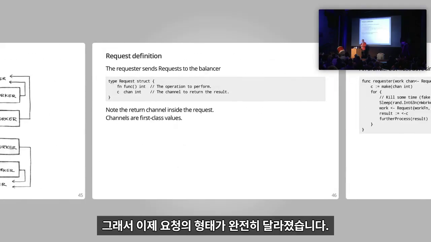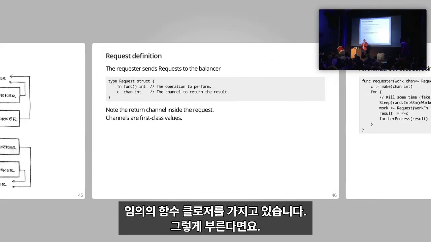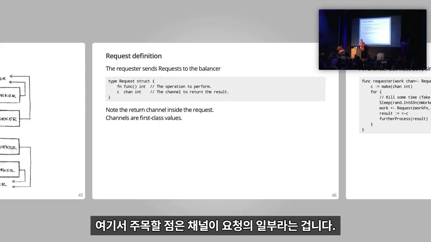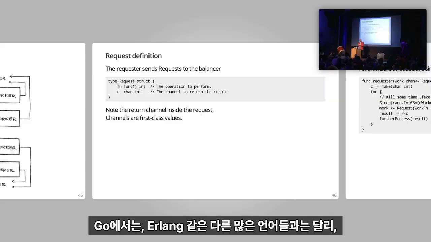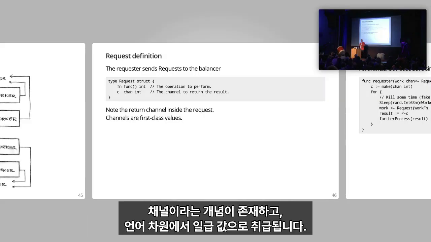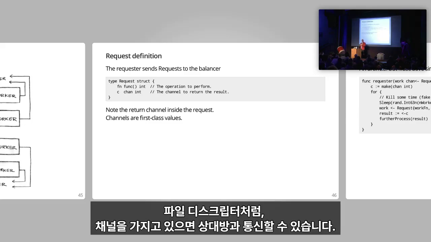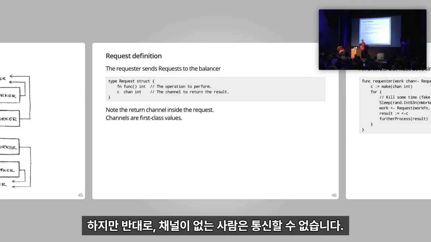So what a request looks like is very different now. We have some arbitrary function, closure if you like, that represents the calculation that we want to do. And we have a channel on which we're going to return the result. Now notice the channel is part of the request. In Go, unlike a lot of the other languages like Erlang, the channel idea is there, and it's a first-class value in the language. And that allows you to pass channels around, and they're kind of like file descriptors in the sense that if you have the channel, you can communicate with someone, but anyone who does not have the channel is not able to.